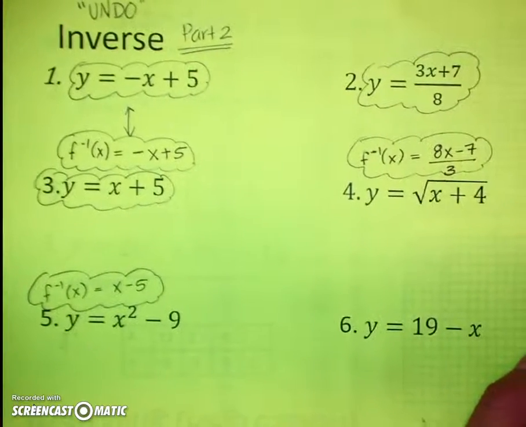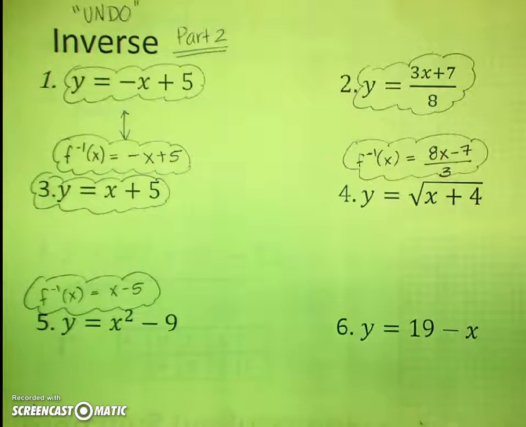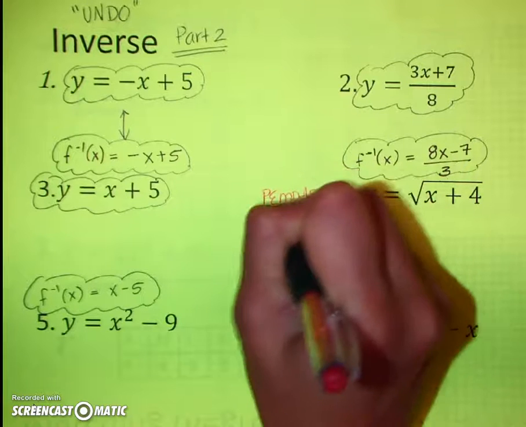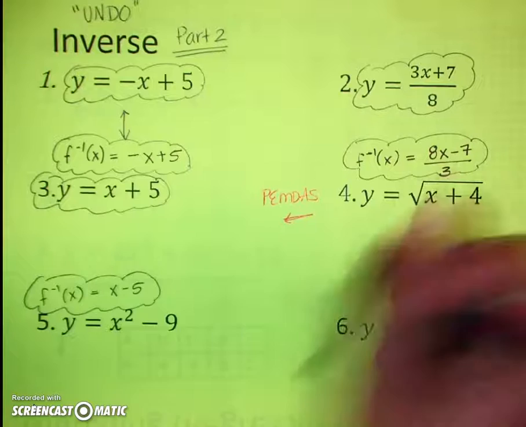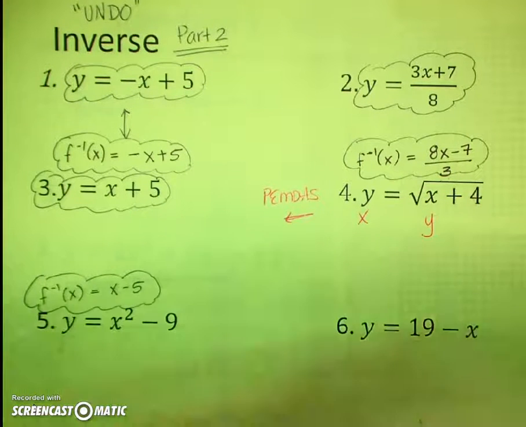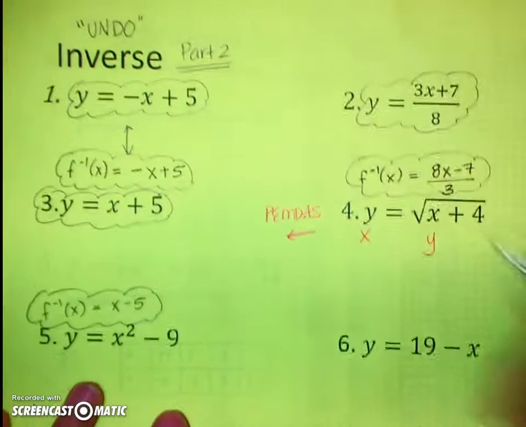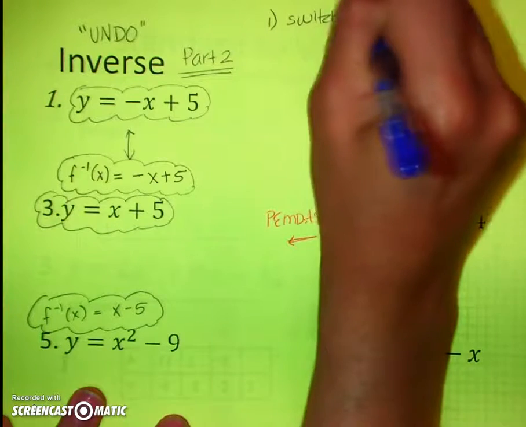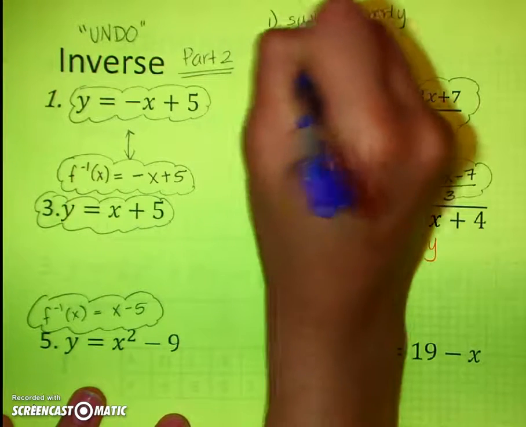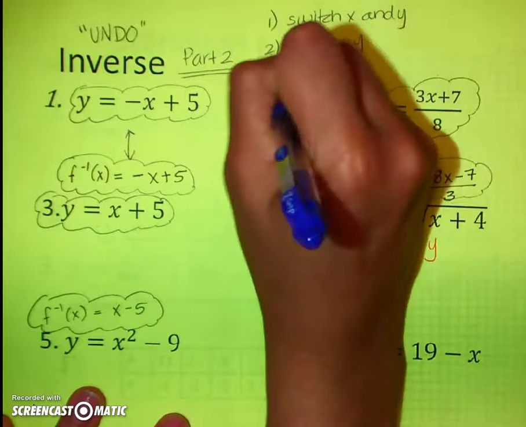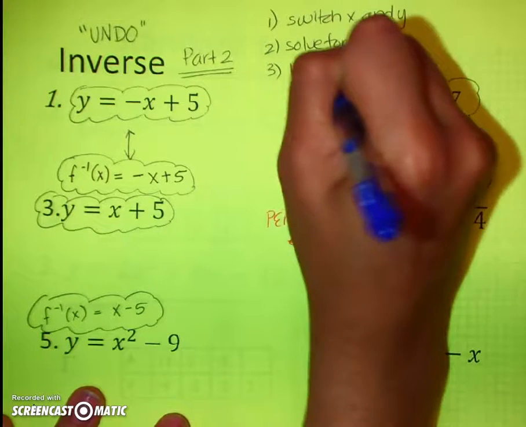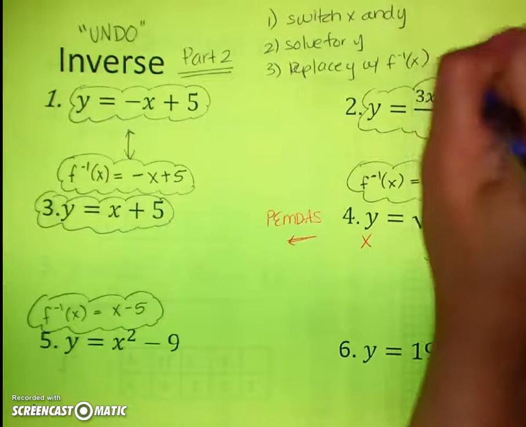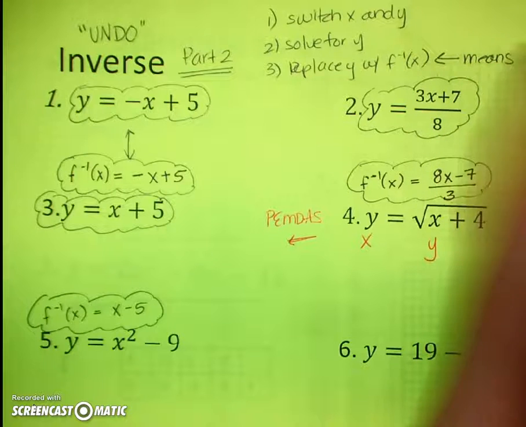Okay, so let's practice a little bit more. Let's look at number 4. Number 4 is fairly easy. Don't let the square root symbol freak you out. The first step is to switch x and y. I guess I cut off the steps, but I'm assuming you already know: switch x and y, solve for y, replace y with f to the -1 of x. This means inverse function.